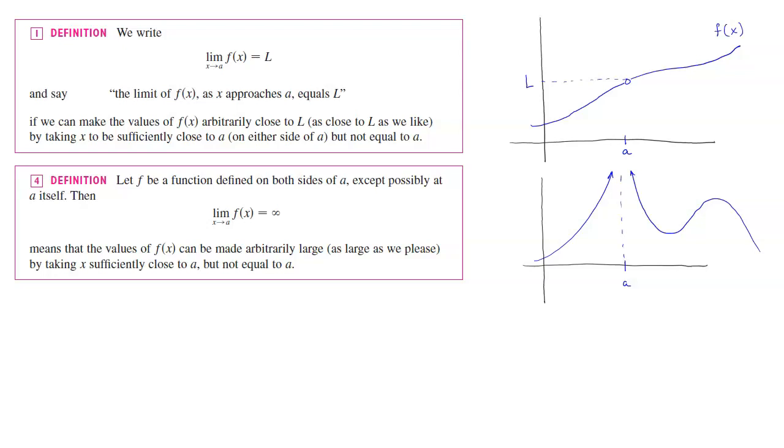And for the infinite limit, what we're guaranteeing is that we can get as large a number as we want for f as long as we choose a small enough range around a. So if we want all our outputs to be bigger than 1,000, we choose one small range around a. If we want them all to be bigger than 1,000,000, we choose an even smaller range around a from which to take our x's.